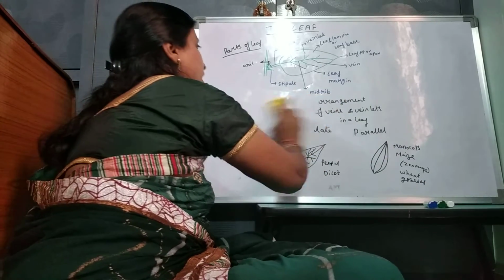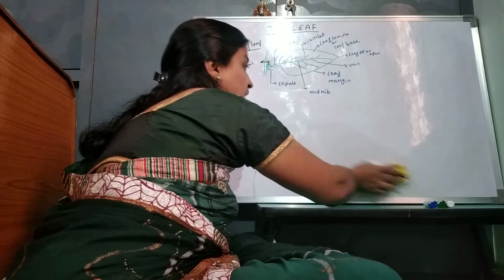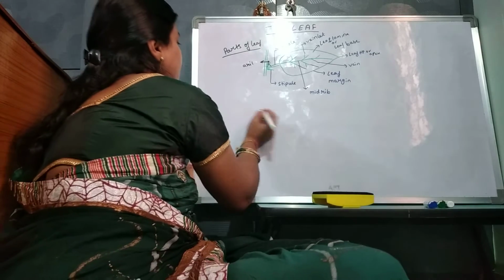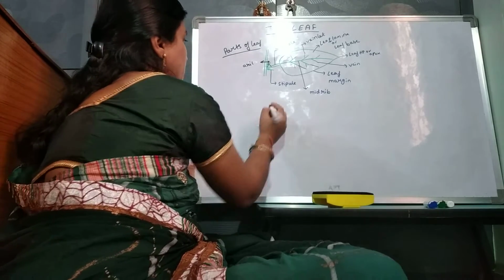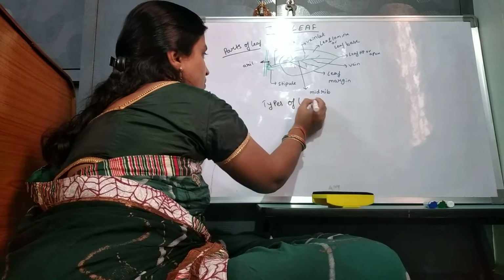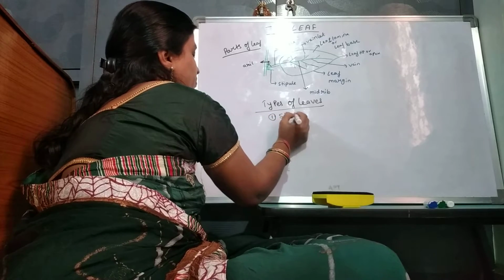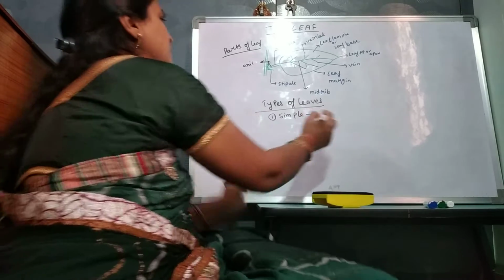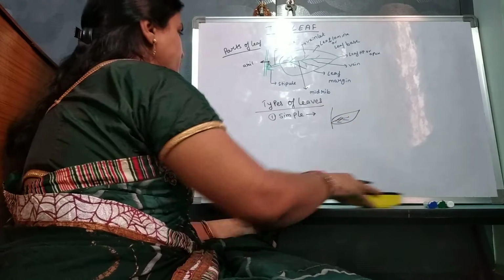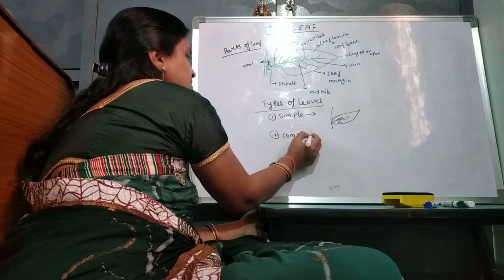Now coming on to types of leaves, meaning how they are present, either a single leaf or many leaves. Based on that, they are divided into two types. The first one is the simple leaf. In a simple leaf, a single leaf arises at every node. Then the compound leaf.